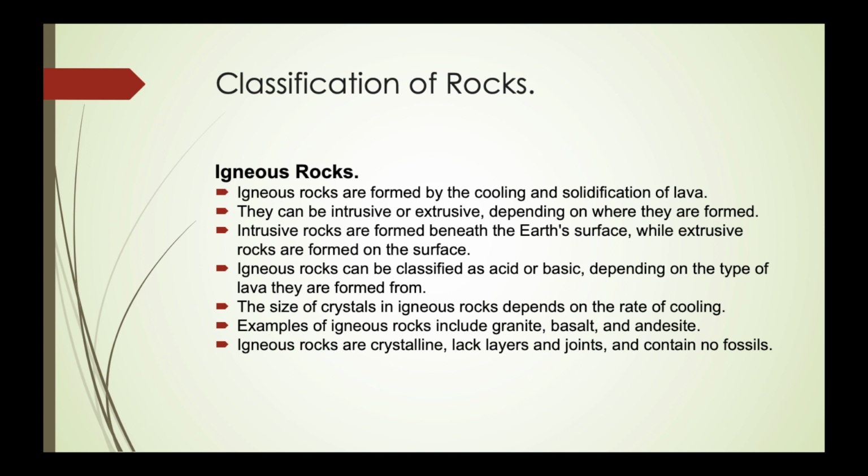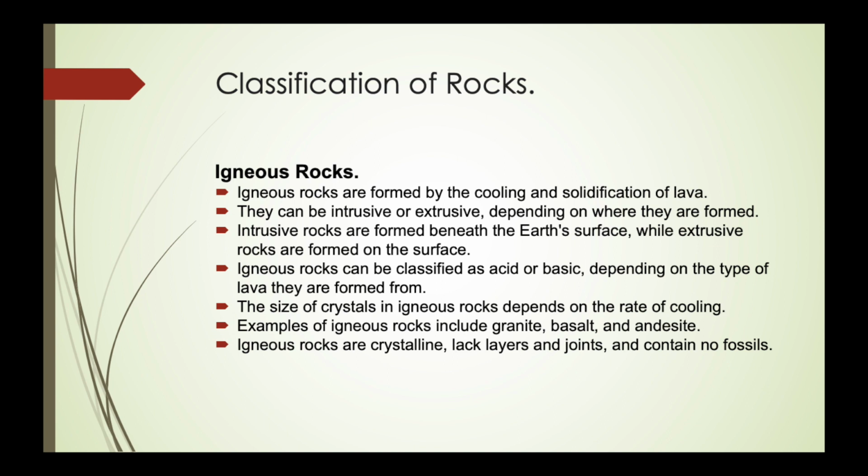Igneous rocks. Igneous rocks are formed by the cooling and solidification of lava. They can be intrusive or extrusive, depending on where they are formed. Intrusive rocks are formed beneath the Earth's surface, while extrusive rocks are formed on the surface. Igneous rocks can be classified as acid or basic, depending on the type of lava they are formed from.